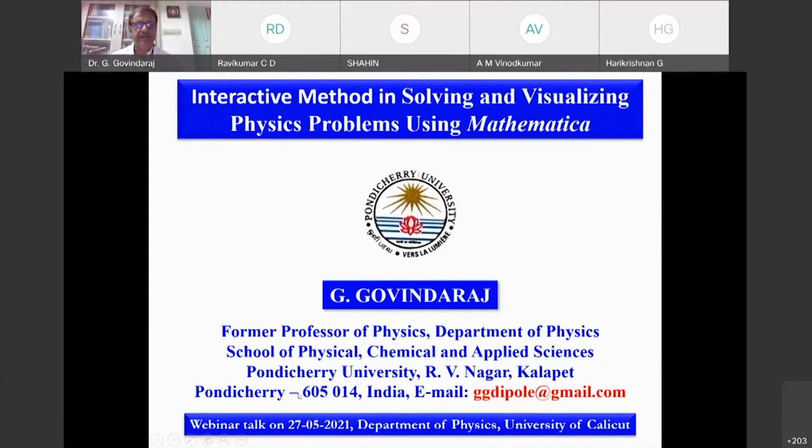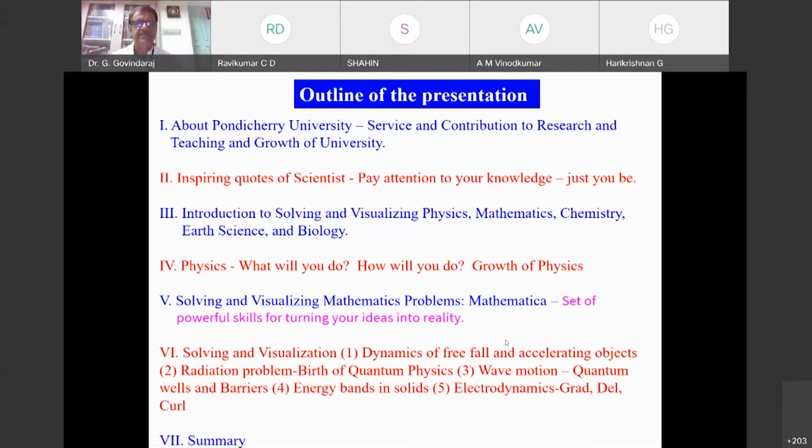So this is the title of my presentation: Mathematica method, an interactive method in solving and visualizing physics problems using Mathematica. This is the plan of my presentation, the outline. A few words about our university, and then my contribution to the teaching, research, and growth of the university.